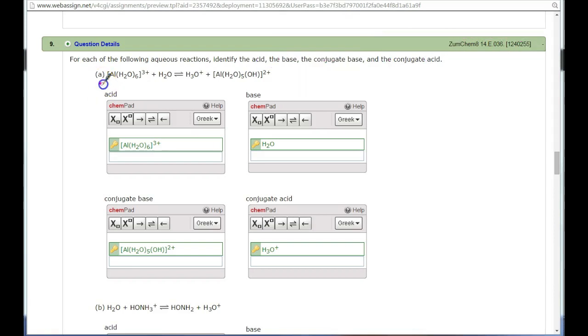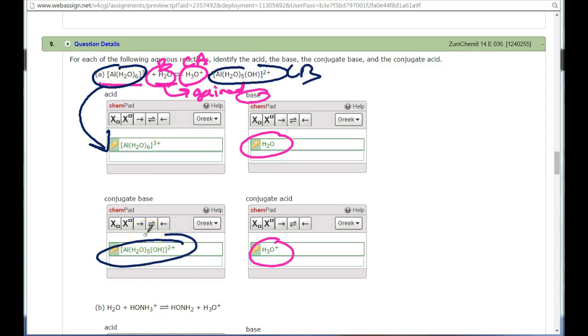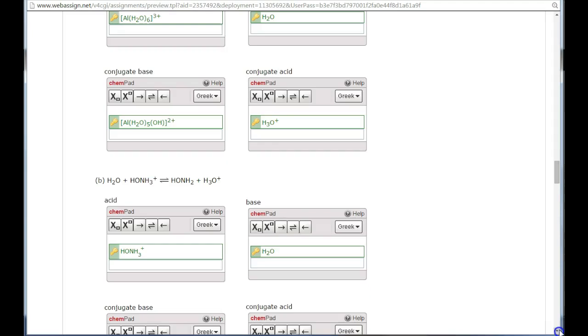So let's look at this. We have this creature here, which I have no idea what it is. So I'm going to go to this one, and I'm going to find the thing that looks like its pair, and it is that one. So from there to there, it gained an H. So that means that that is the base, and so we write that in the base area. If that's the base, that means by default that that's the conjugate acid. So that's why that one is written there. And by default, that must be the acid. So I'm going to type it there. And then that must be the conjugate base. So you have to type the whole thing in there and get all the syntax right, or you don't get the answer correct. I know, WebAssign is going to kill you, isn't it?